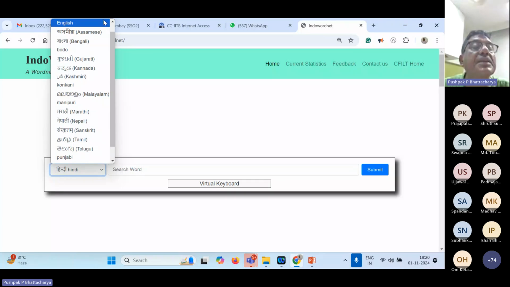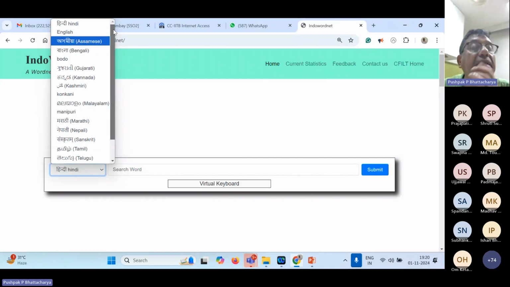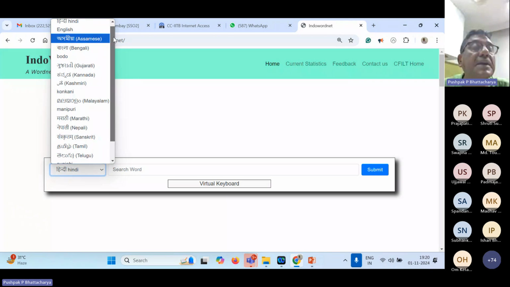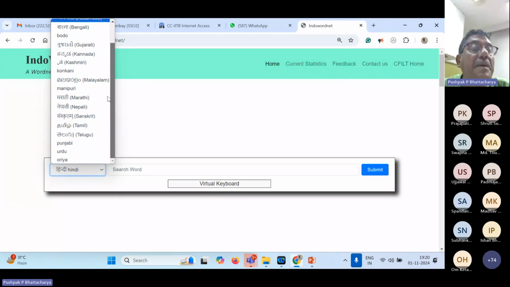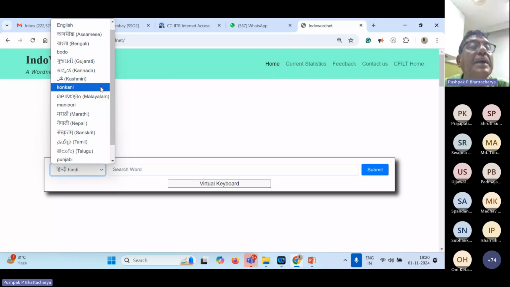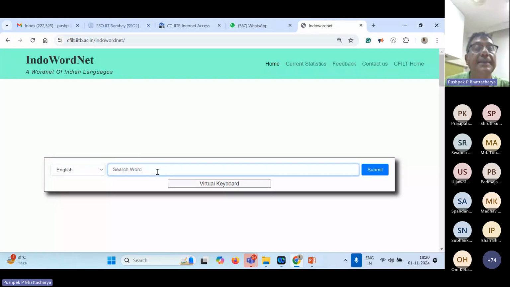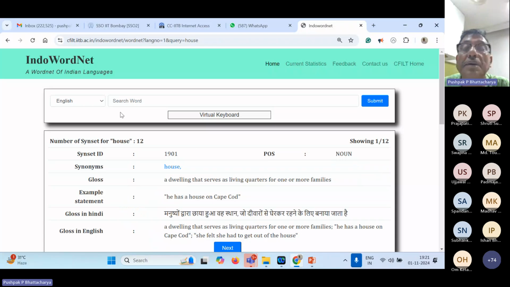So it has all these languages captured in the knowledge graph: Hindi, English, Assamese, Bodo, Gujarati, Kannada, Kashmiri, Konkani, Malayalam, Manipuri, Marathi, Nepali, Sanskrit, Tamil, Telugu, Punjabi, Urdu, Odia. Let's go by English first. Start navigation. Say house. So I learned that house has 12 senses, and the first sense is being shown: a dwelling that serves as the living quarters for one or more families. This is the most frequently occurring sense of house.